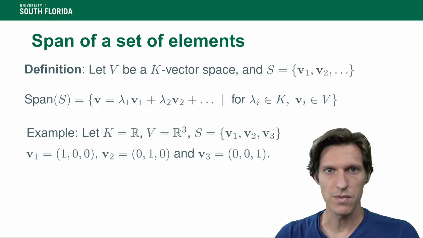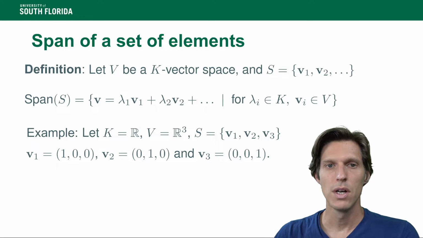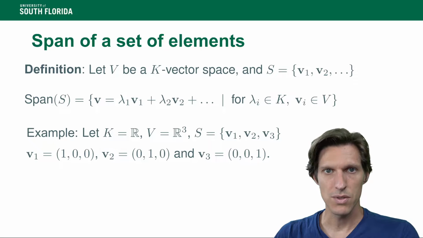So for example, assume that K is the field of real numbers, V is R3, and S is the canonical basis, so the vectors (1, 0, 0), (0, 1, 0), and (0, 0, 1).